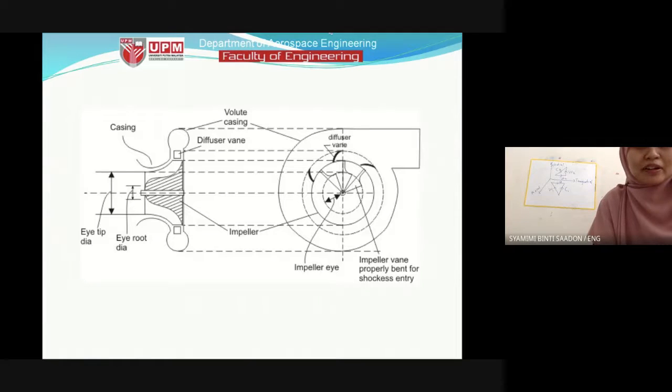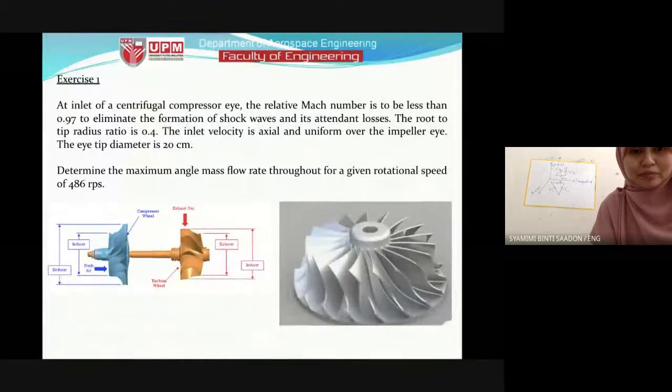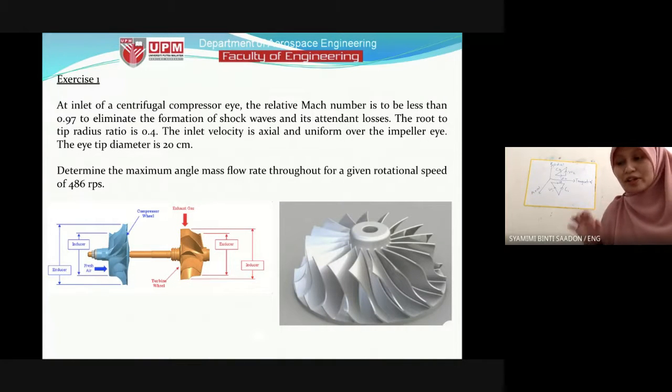Okay, so back to the exercise. The relative Mach number is to be less than 0.97. So we try to achieve a 0.97 relative Mach number. When we say relative Mach number, it concerns the relative velocity, to eliminate the formation of shock waves and its attendant loss. The root to tip radius ratio is 0.4.